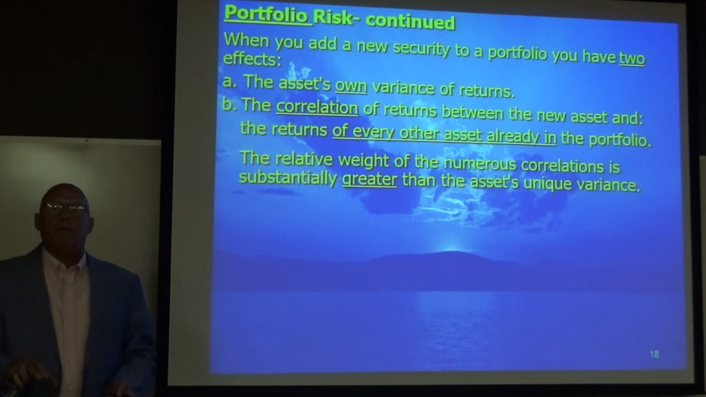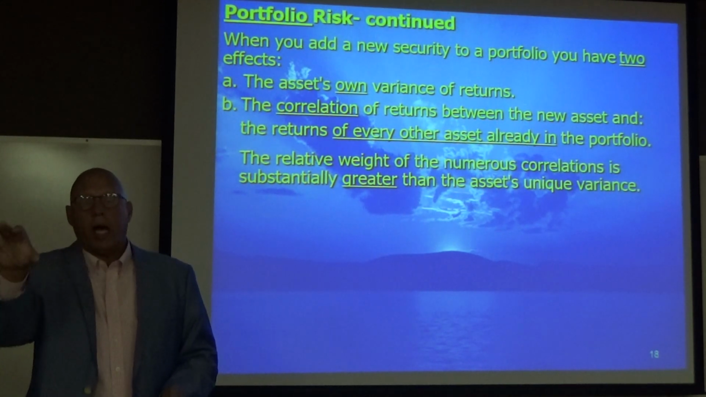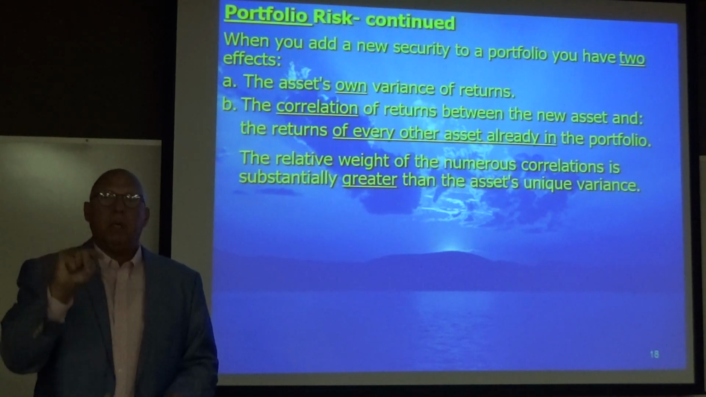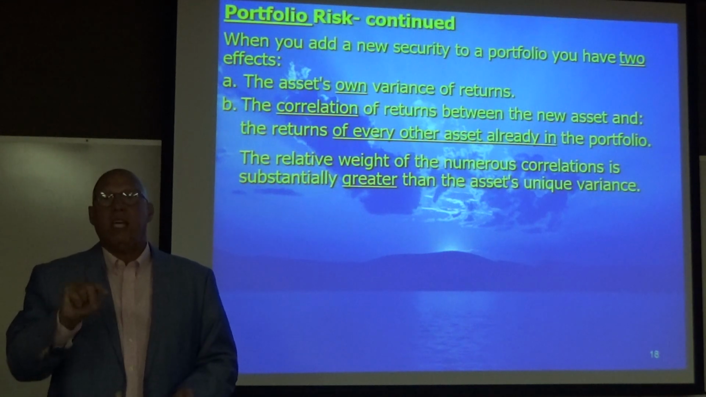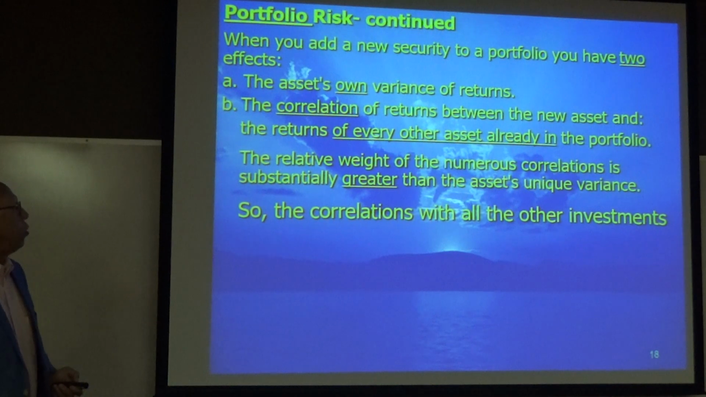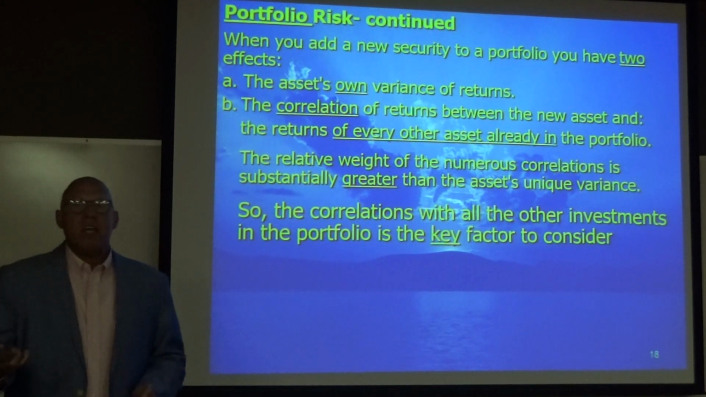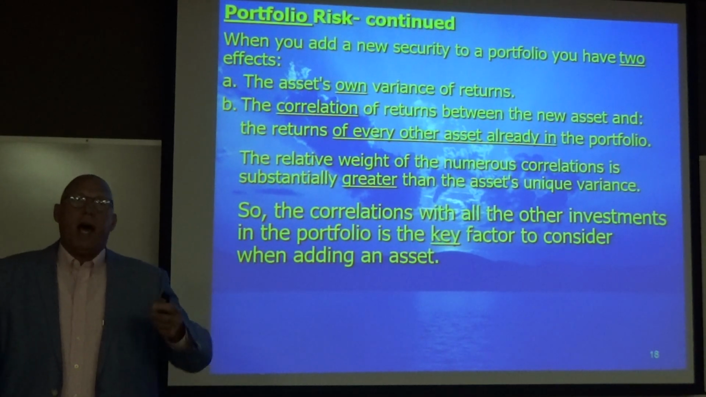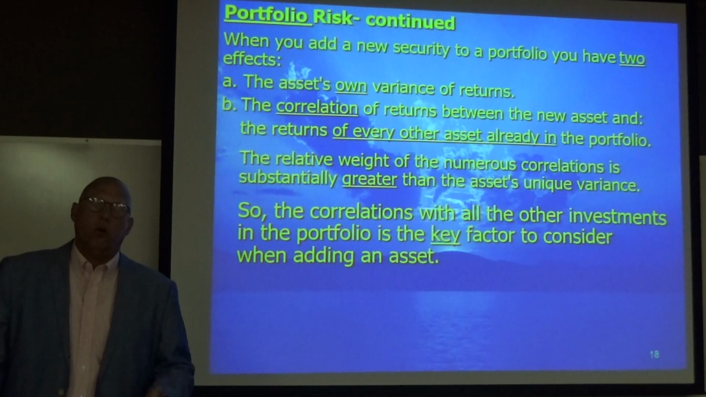In other words, it is the interaction between the new asset and all of the other assets already in the portfolio that becomes more important than the standard deviation of the asset itself. That becomes more important. So the correlations with all the other assets in the portfolio is the key factor to consider when you're adding an asset. How will adding the new asset affect the correlations?